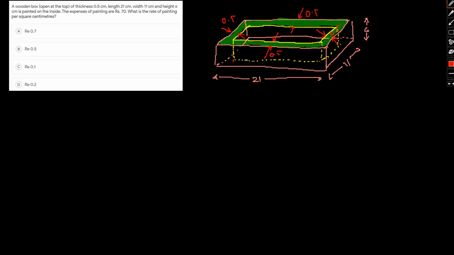So therefore the reduced length would be 21 minus 0.5 from this end and 0.5 from the other end, so the reduced length will be 20, and the reduced breadth would essentially be 11 minus 0.5 into 2, that is 10. Okay, so this is my entire thing. So now let us try and solve this question.